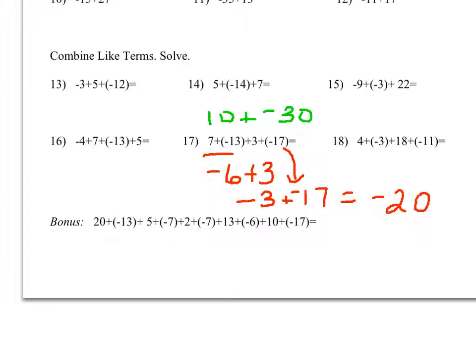So my hint here on tonight's homework is if you're overwhelmed by the bonus, which is long, you can just work straight left to right and kind of do the pyramid down, or you can group all the positive values together, then all the negative values together, and then have a final negative integer plus a positive integer, kind of like we did here on 17. That's your hint, I guess would be the best way to put it.